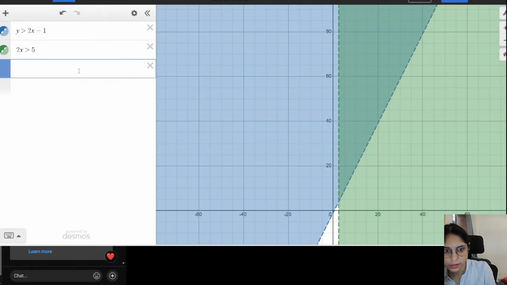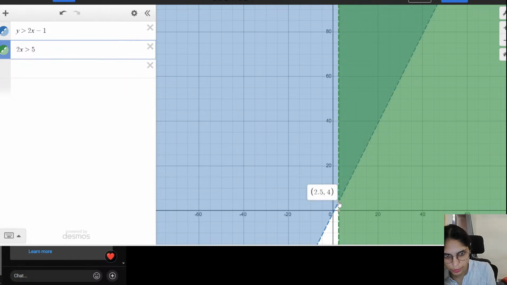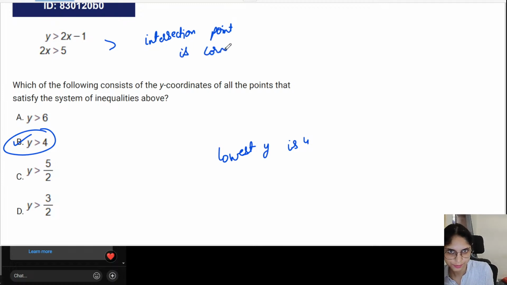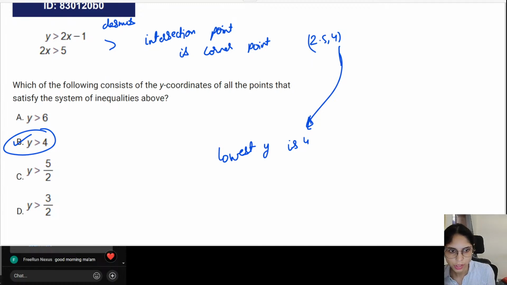So what I did, I just found the lowest; these are known as corner points. So my lowest y is 4, so y has to be greater than 4. Intersection point is corner point. 2.5 comma 4. Lowest y value is 4. So that's all about all the hard problems.